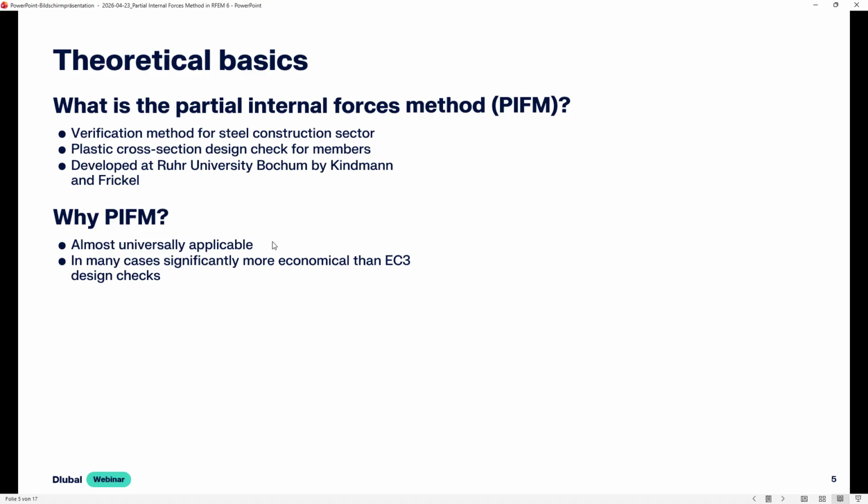We will talk about the application limits later. There are some, but overall the PIFM can be used in many cases where the plastic design checks according to the standard cannot be used anymore. And the second reason why the PIFM is very interesting is because in many cases we can reach a significantly more economical design compared to the EC3 design checks, or also design checks in other standards. That means that we can reach a lower utilization together with the PIFM.